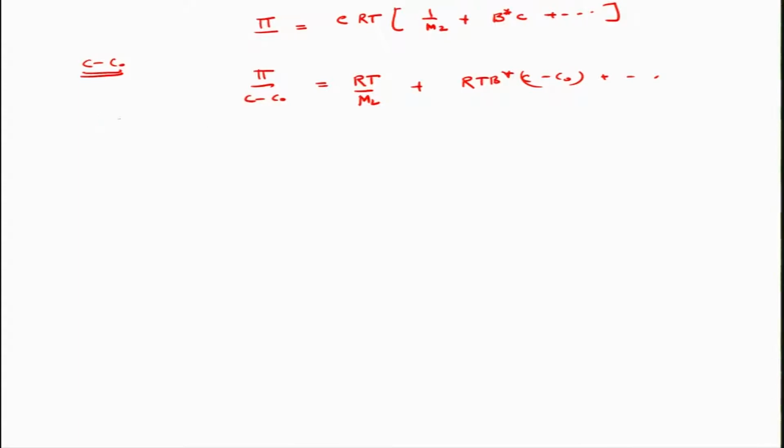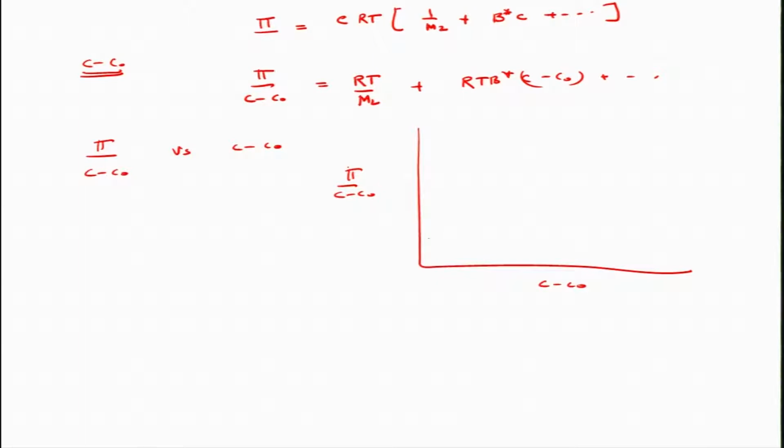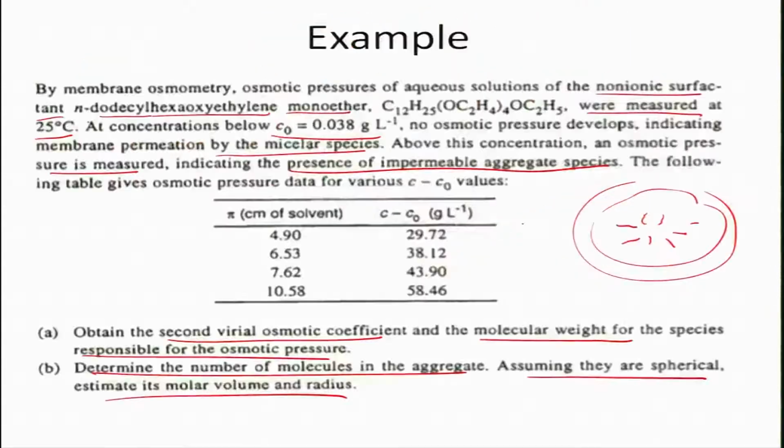So, if we plot pi by C minus C0 versus C minus C0, then I should be able to calculate. If I use pi by C minus C0, then I should be able to get some data points, and this turns out to be linear. Without scaling anything, I do not want to draw a scale here, but the idea is you have to use this data which is shown here, given to us. So this data is available. You write here pi by C minus C0 and get the data, and you can plot this versus this.